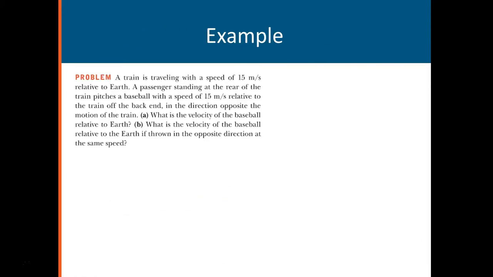So let's just do one example. A train is traveling with a speed of 15 meters per second relative to the Earth. A passenger standing at the rear of the train pitches a baseball with a speed of 15 meters per second relative to the train, off the back end, in the opposite direction of the motion of the train.